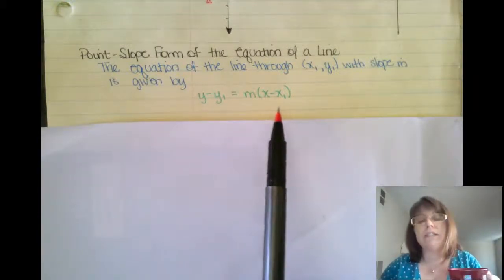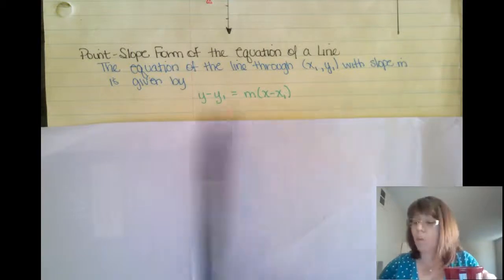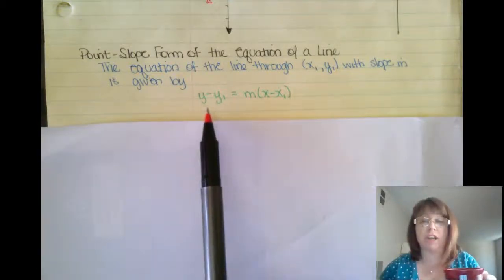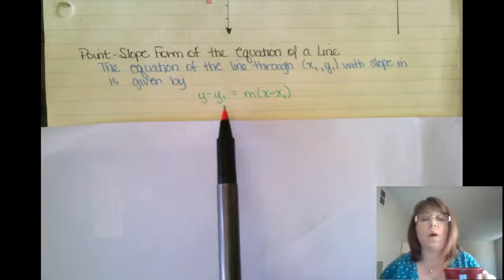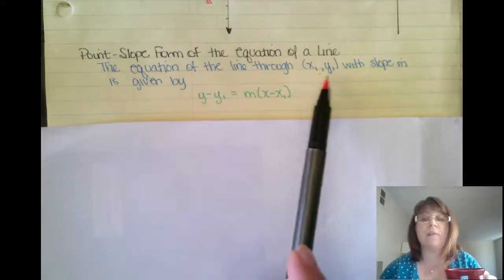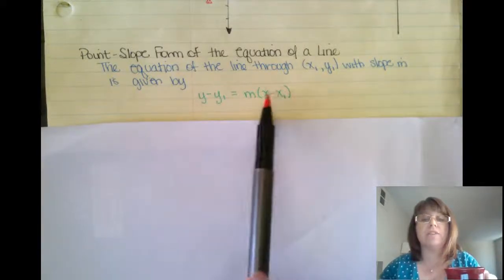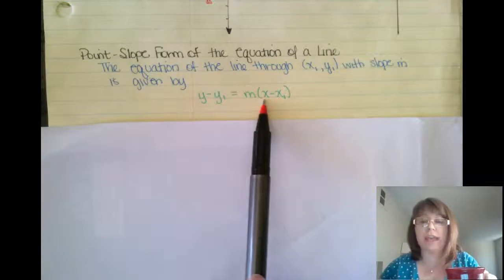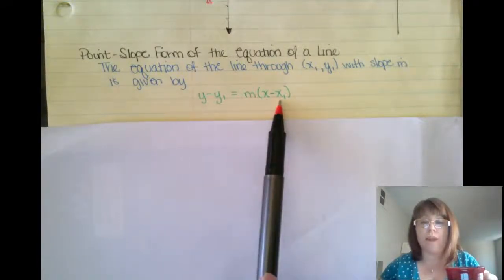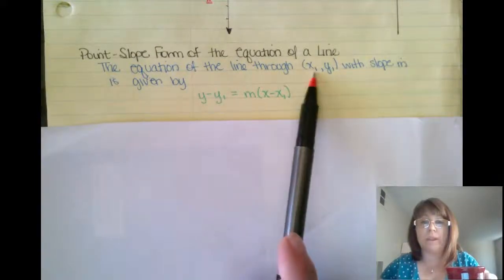Now I want to be very clear. Y, the first y, is generic. The y1 comes from the point that we're given. The first x is just the generic x. It's going to stay x. The x1 comes from the point that we're given.